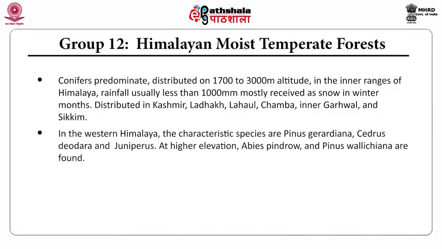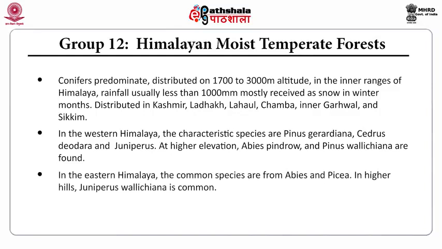In western Himalaya, the characteristic species are Pinus gerardiana, Cedrus deodara, Juniperus. At higher elevation, Abies pindrow and Pinus wallichiana are found. In the eastern Himalaya, the common species are Abies and Picea. In higher hills, Juniperus wallichiana is common.